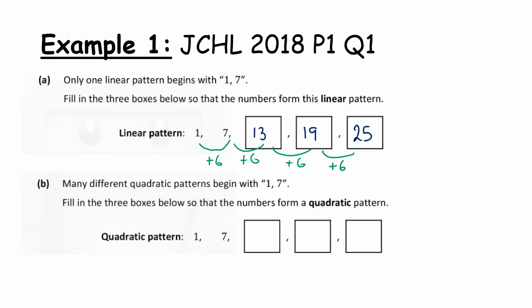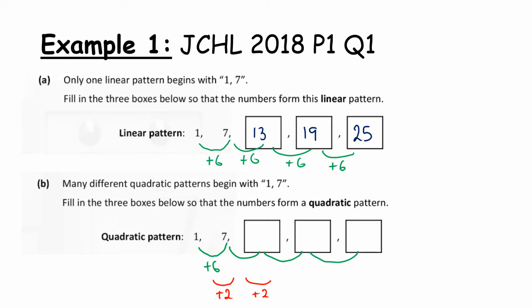Then it says many different quadratics begin with 1 and 7. Fill in the 3 boxes below so that the numbers form a quadratic pattern. So remember what we know about quadratic. Here, yes, I'm adding 6, but the next time I add a number, it's not going to be a 6. But what I do know is common is the differences of the difference. So let's do this as my second difference is add 2.